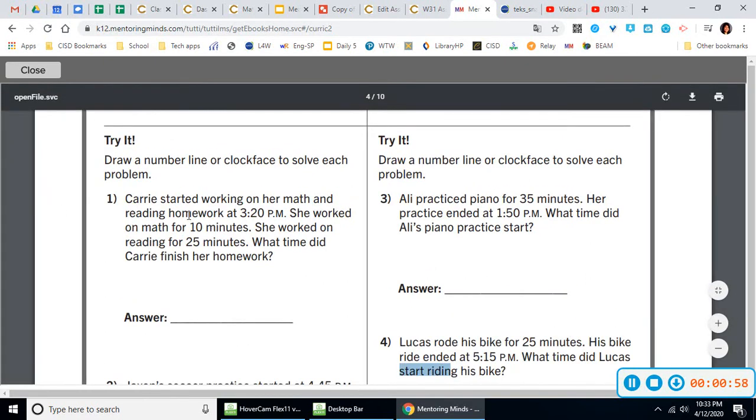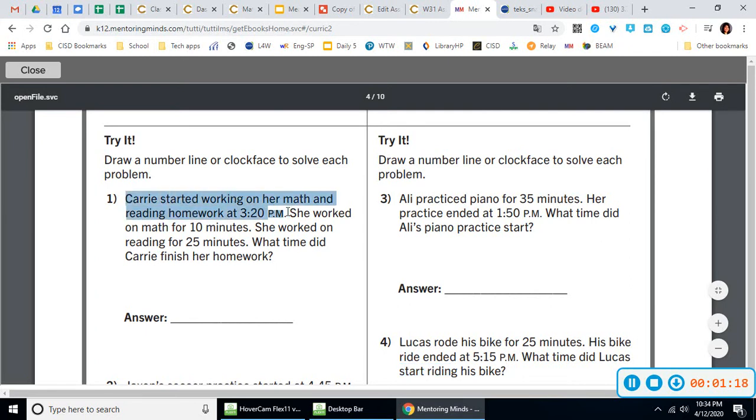So Carrie started working on her math and reading homework at 3:20 p.m. She worked on math for 10 minutes. She worked on reading for 25 minutes. What time did Carrie finish her work?